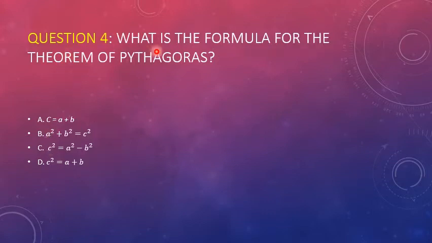Question 4. What is the formula for the theorem of Pythagoras? Is it A, c equals a plus b? Is it B, a squared plus b squared equals c squared? Is it C, c squared equals a squared minus b squared? Or is it D, c squared equals a plus b? Your 30 seconds start now.